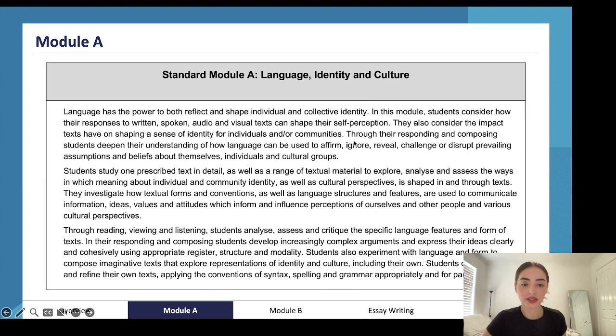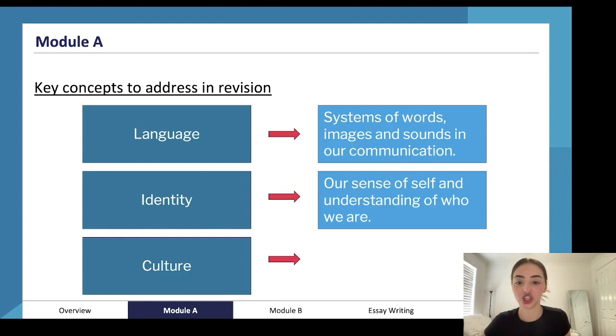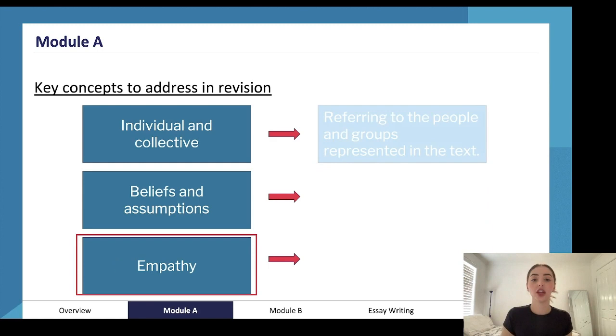What that representation of certain identities and cultures is actually doing to you? How is that actually changing your worldview, the assumptions and beliefs that you have, your empathy for others, your own self-perception? That's what we want to build up to.